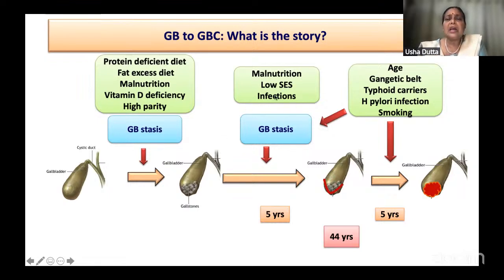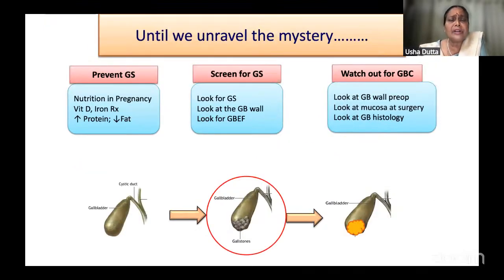And then we have infections also like S. typhi and H. pylori and low socioeconomic status with low antioxidant levels. And on top of that, if we have smoking and people coming from gangetic belts and pesticides in the diet, and with increasing age, we are pushing the equation to the right. So how can we unravel this?